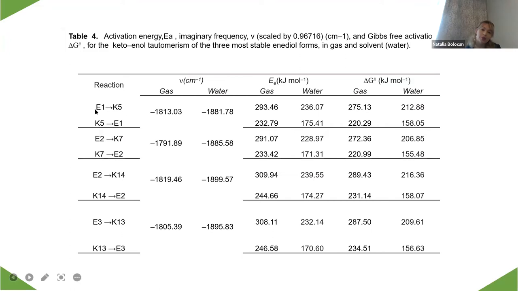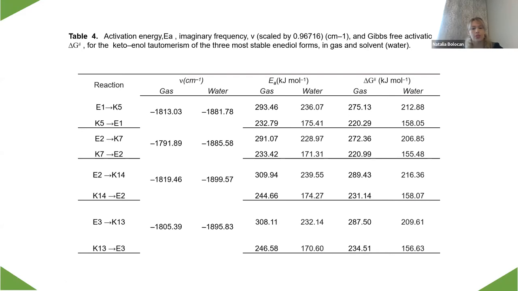direct conversion from the inediol to the keto form exceed the energy barrier from the keto form to the inediol transition by around 50 kilojoule per mole. That basically is logical, and it shows again that the inediol structures are a lot more stable than the keto structures.